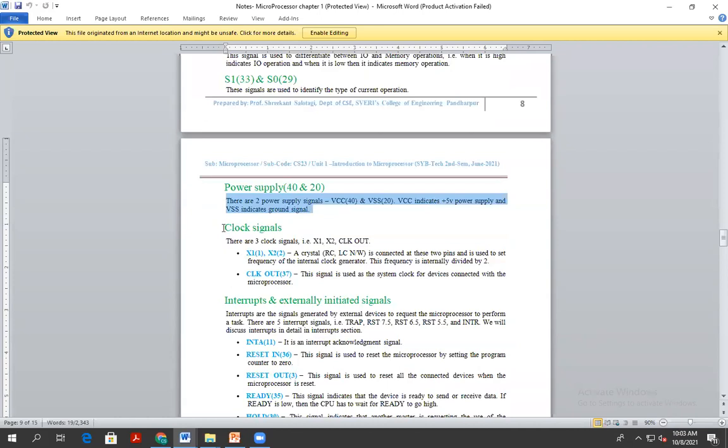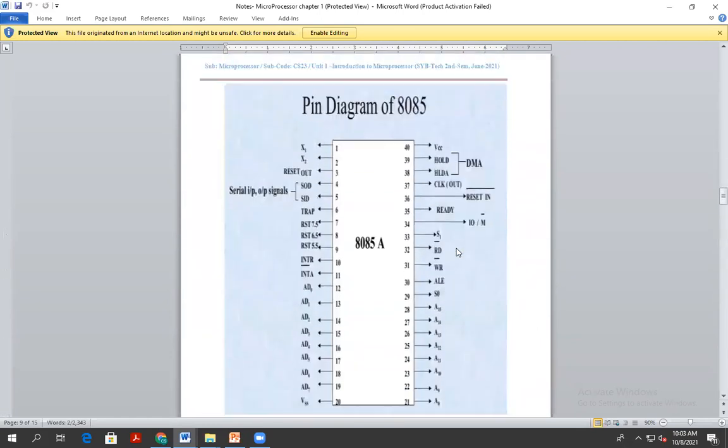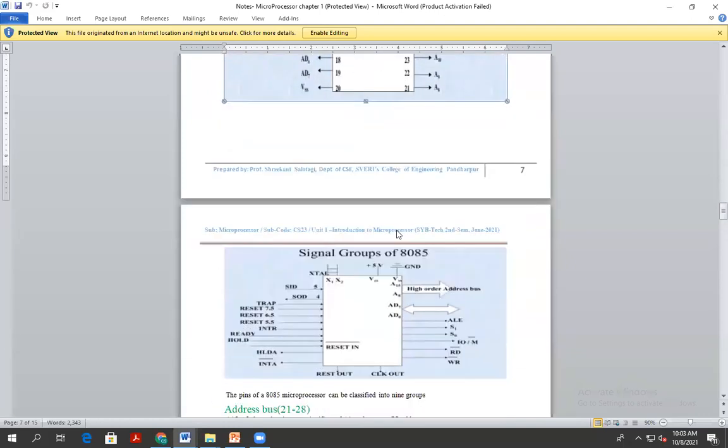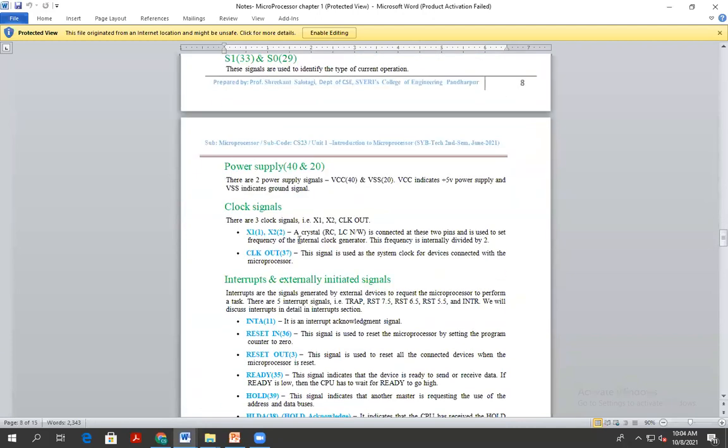Next, we have to use clock signals. In the 8085 microprocessor we use three clock signals: X1, X2, and clock out. In the diagram, X1 is pin number 1, X2 is pin number 2, and the clock out is pin number 37. So pin 1 is X1, pin 2 is X2, and pin 37 is the clock out.